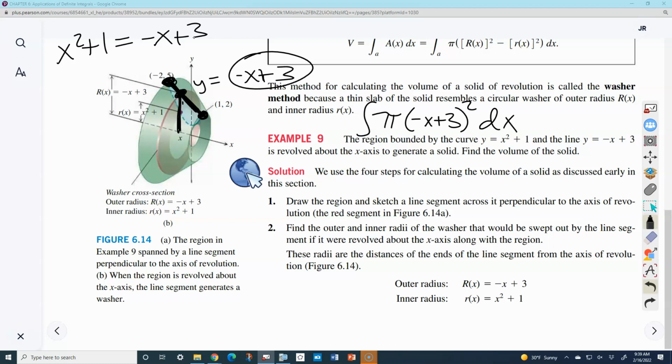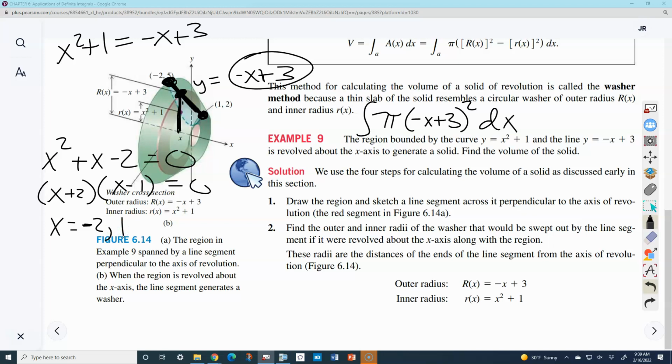So let me see if that's easy to do by factoring. That's x squared plus x minus 2 equals 0. Can I factor that? Plus 2, minus 1. So x equals what? Negative 2 and positive 1. So now I know that this on the x-axis is negative 2 and this on the x-axis is positive 1. So my limits of integration are negative 2 to 1.